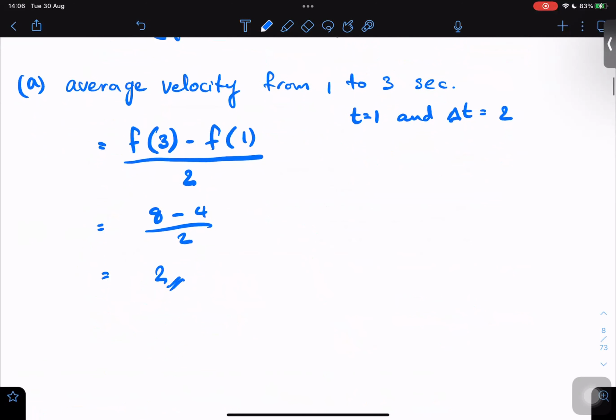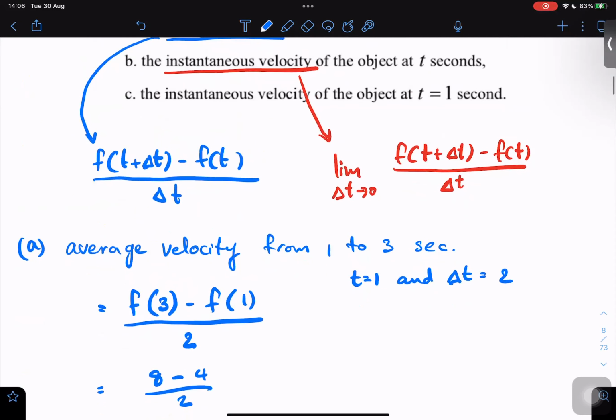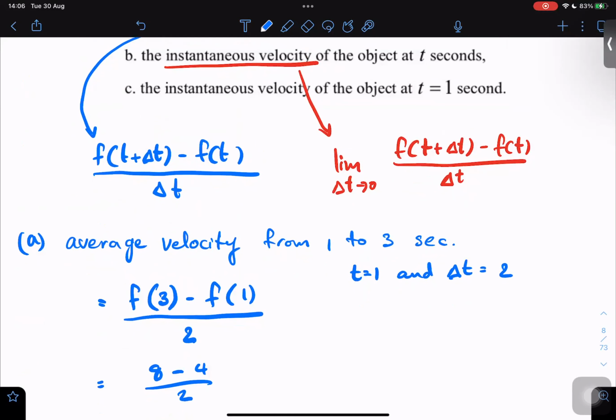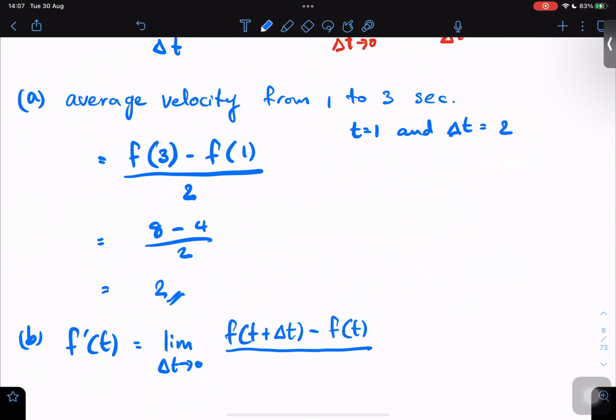For the B part, you want the instantaneous velocity. So you want to find f prime of t. It's the limit as delta t approaches 0 of f of t plus delta t minus f of t over delta t.